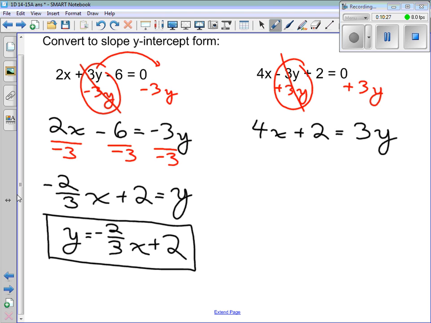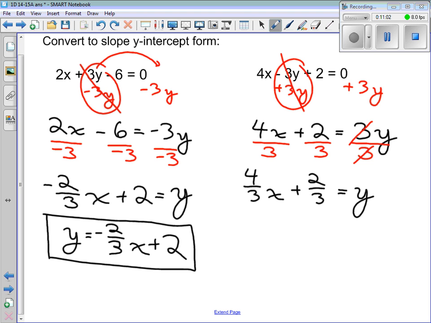And what are we going to do next? Andrew, what are we going to do next? We want to get that y all by itself, right? Divide by 3. And the thing we have to remember is everything gets divided by 3. Okay? And I do it term by term by term, just to remind myself that everything gets divided by 3. So on the right side, those 3's cancel. Over here, I'm going to have 4/3 x plus 2/3 equals y. And there's my equation. y equals 4/3 x plus 2/3.